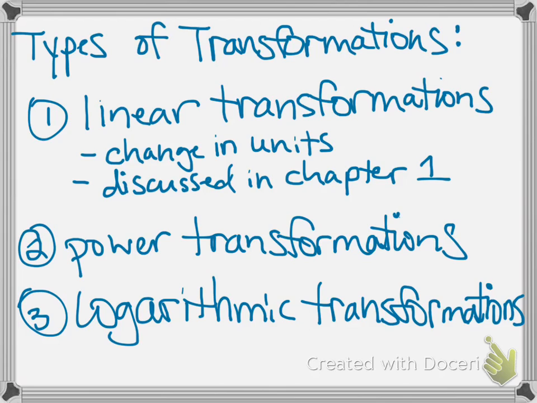And a linear transformation isn't going to do anything for us, meaning multiplying our data by a constant or adding a constant to our data. That's not going to help us out if we're faced with a situation where our original data set is not linear. So the linear transformations that we talked about in Chapter 1 aren't what we're going to be looking at here in Chapter 4. What we're going to be interested in is performing either a power transformation or a logarithmic transformation. And in subsequent lessons, we'll talk more about how you know which type of transformation that you're going to want to perform.